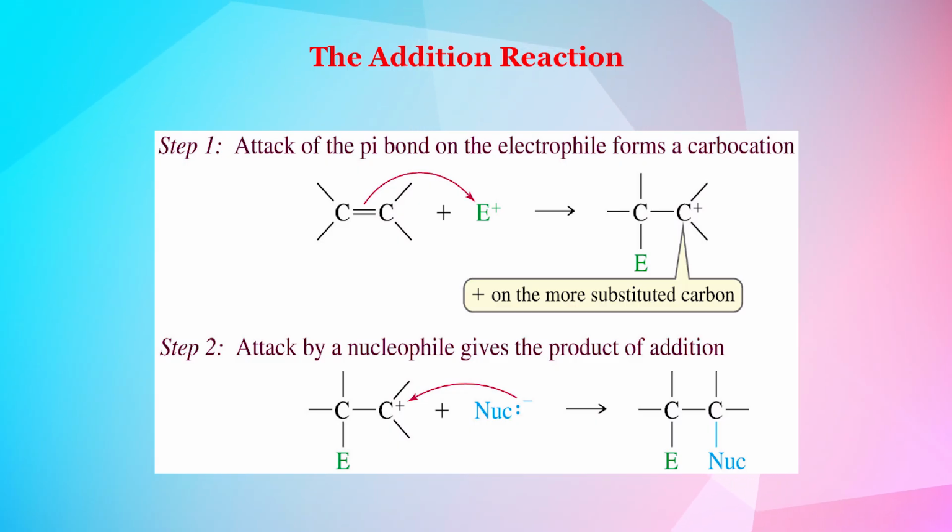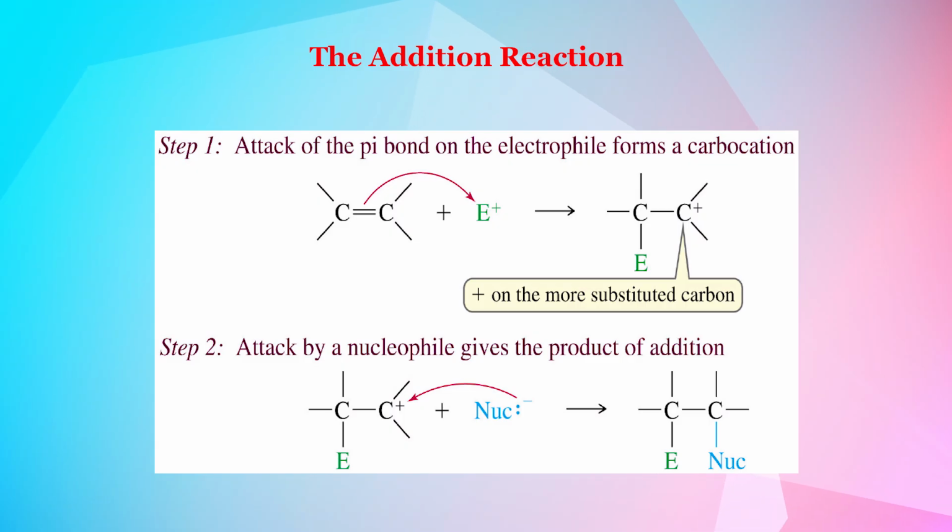If we are carrying out the reaction with HBr, the pi electrons will make a bond with H plus, and then in the second step the carbocation will react with the nucleophile, which is the bromide anion. The bromide anion reacts with the carbocation, resulting in the formation of the product. This is the general mechanism of the reaction.